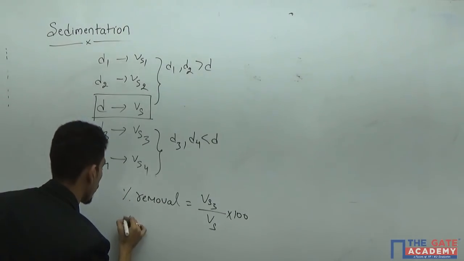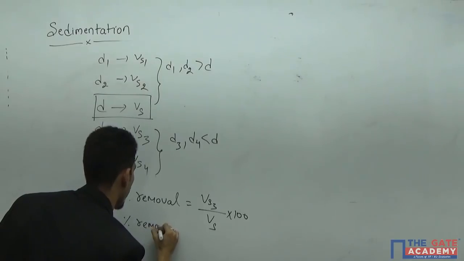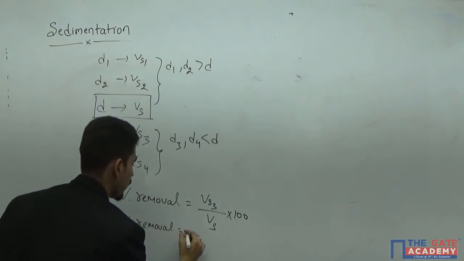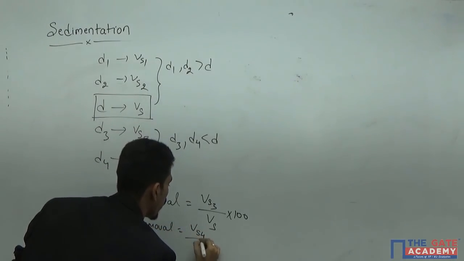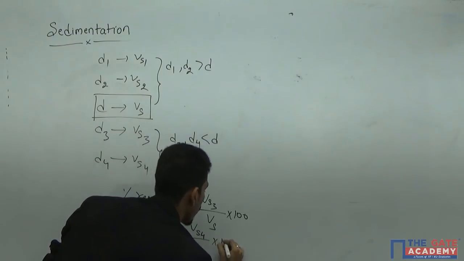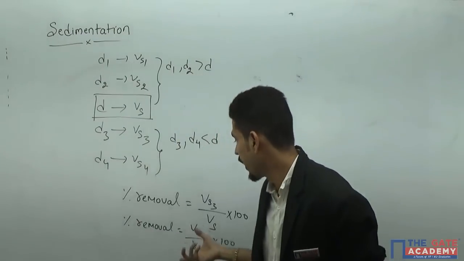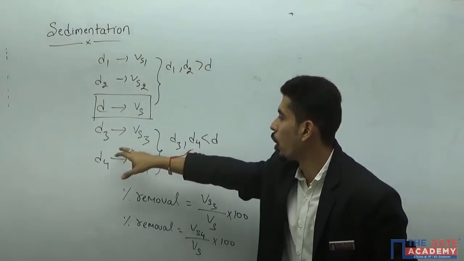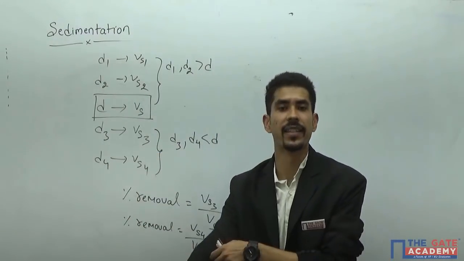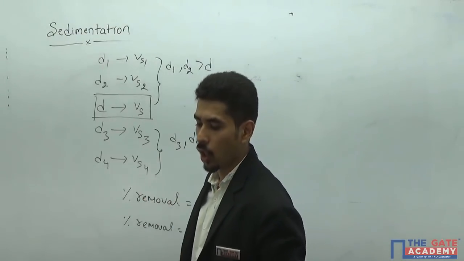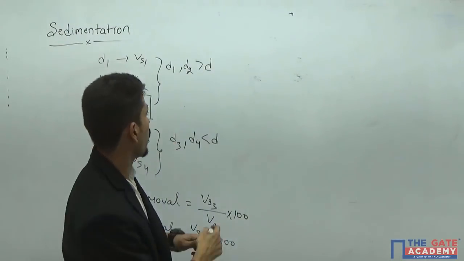Similarly for this, the percentage removal will be the settling velocity Vs4 divided by Vs into 100. From both these cases, we'll get the percentage removal of particles of this size.